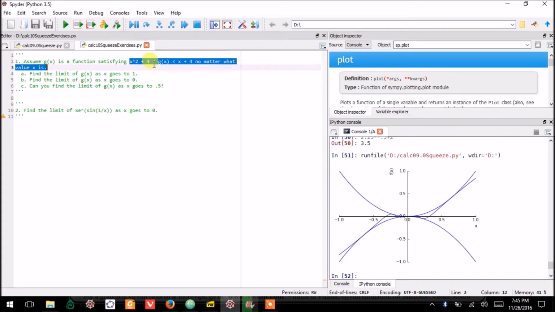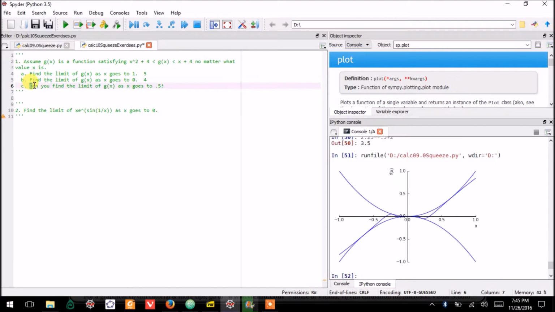Knowing that g is squeezed between these two values, to find the limit as x goes to 1, we just find the limit of this as x goes to 1, and the limit of this as x goes to 1. Since both of them are equal to 5, then the limit of g must be the same. So the answer to part A is 5. Same argument would show that the answer to part B is 4.